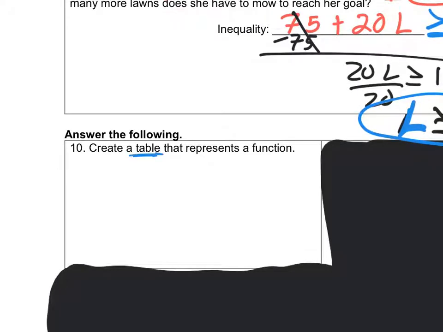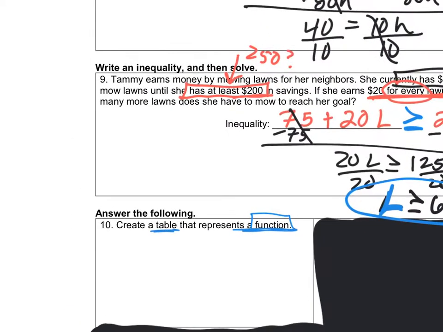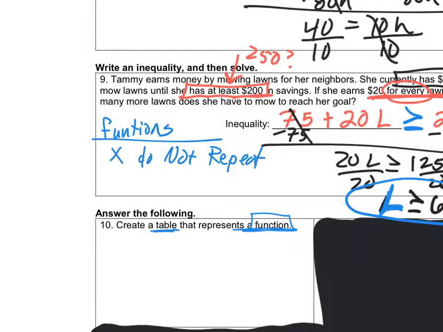All right, it says create a table that represents a function. Okay, let's have a quick conversation about functions. So functions, the x values do not repeat. That's a not. Also remember, if it's a function, when we do the vertical line test, it only hits the line one part at a time.